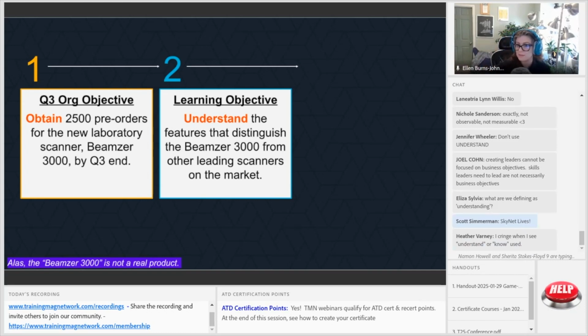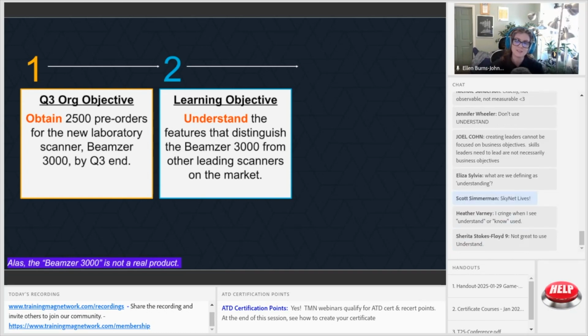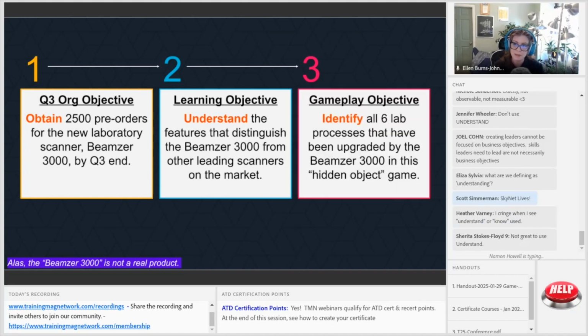We should be able to grab something that's better and more observable. And if you do that at this level, it's going to make the next step even easier, because the next step is thinking about gameplay. So if we think about this as three separate layers, ideally, the verb under the gameplay objective is the same verb that you have under the learning objective.